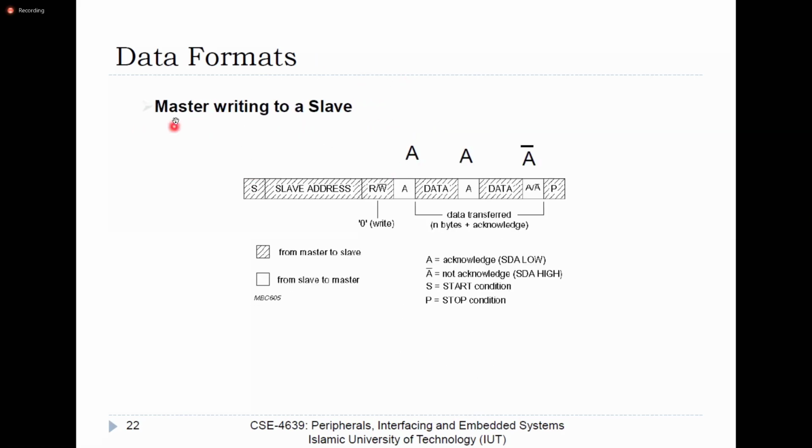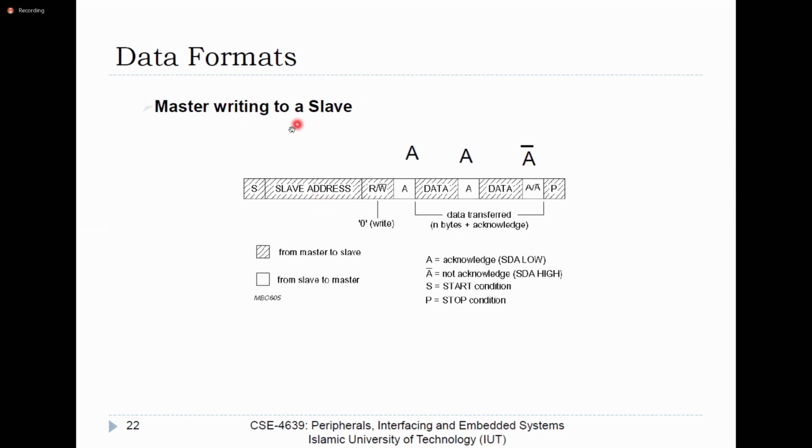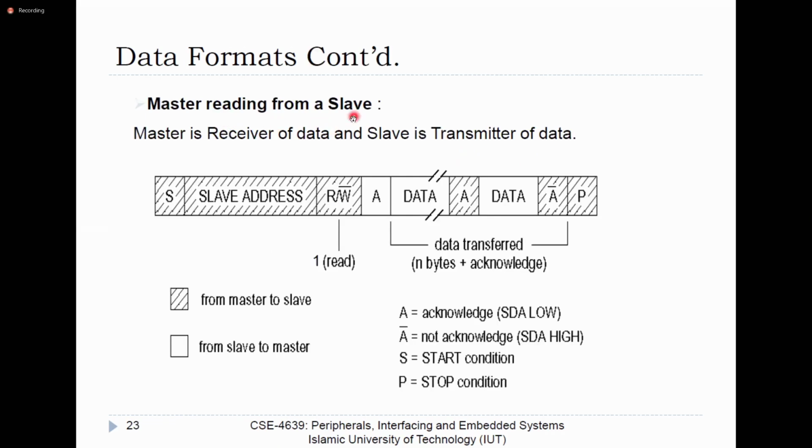More specifically, this is the master writing to the slave. That means the master is the transmitter. You see R/W bar works with 0, and the master is reading from the slave when it is 1. Both the cases are demonstrated here. Here the master is writing, meaning the master is the transmitter and the slave is the receiver, and when the master is reading, the slave is the transmitter and the master is the receiver.